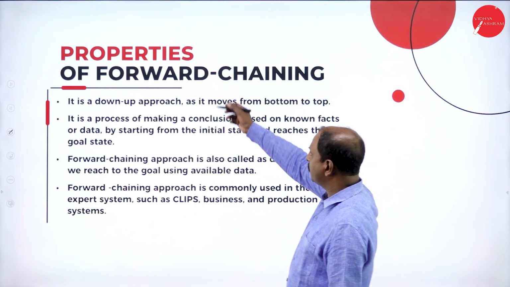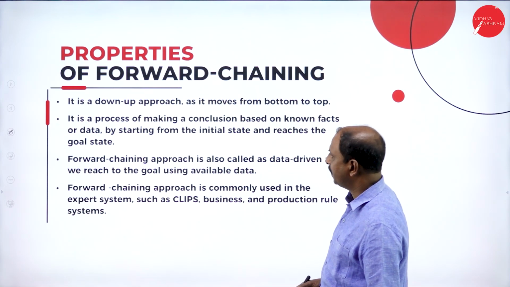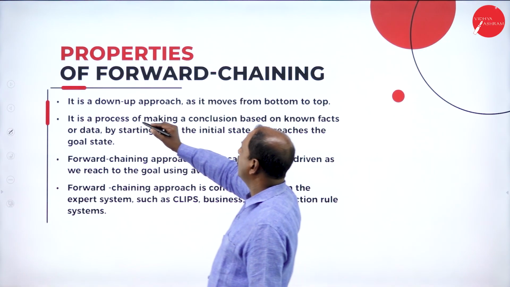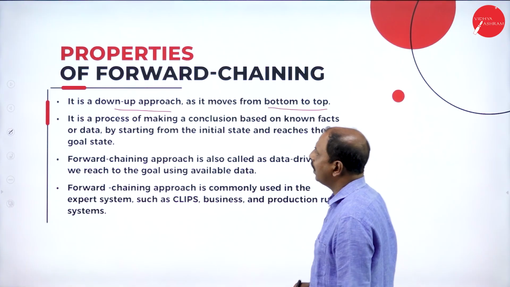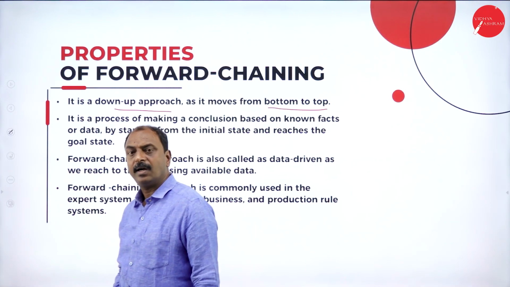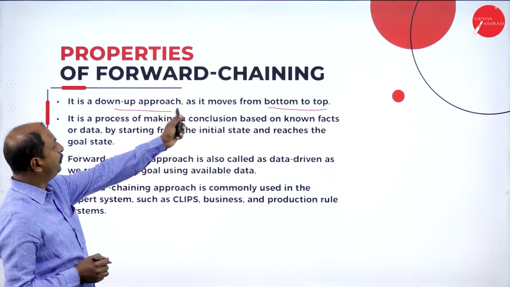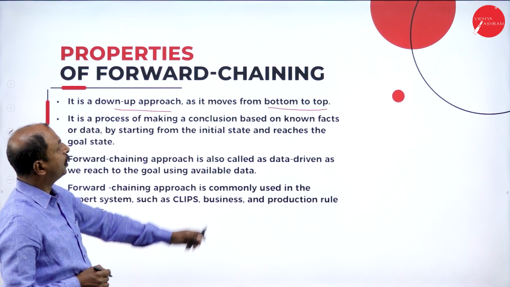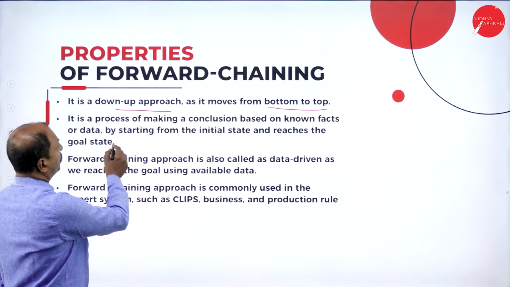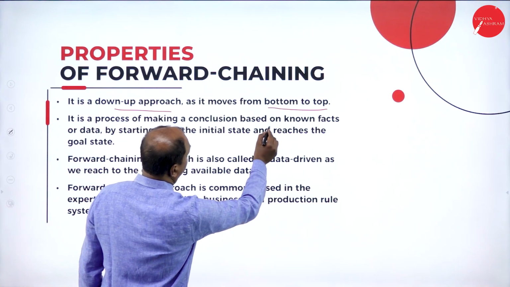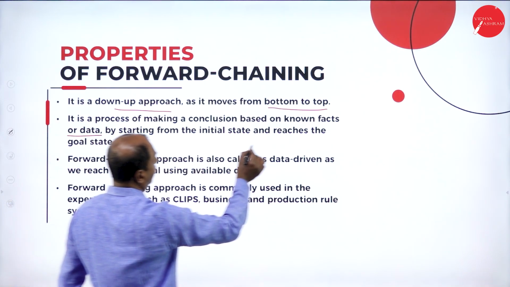Now let us see the different properties of forward chaining. Here it is a down-up approach. It moves from bottom to top, so it is a bottom-up design, or we can say a down-up approach, because it has to start from the bottom of the program. It is a process of making conclusions based on known facts or data.